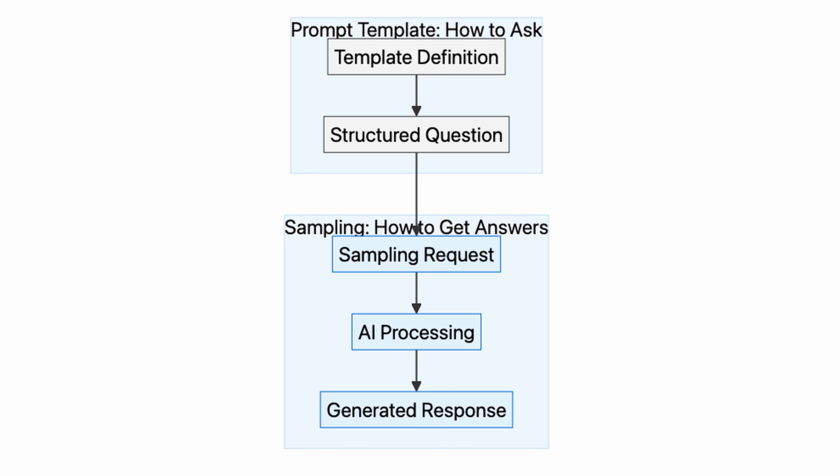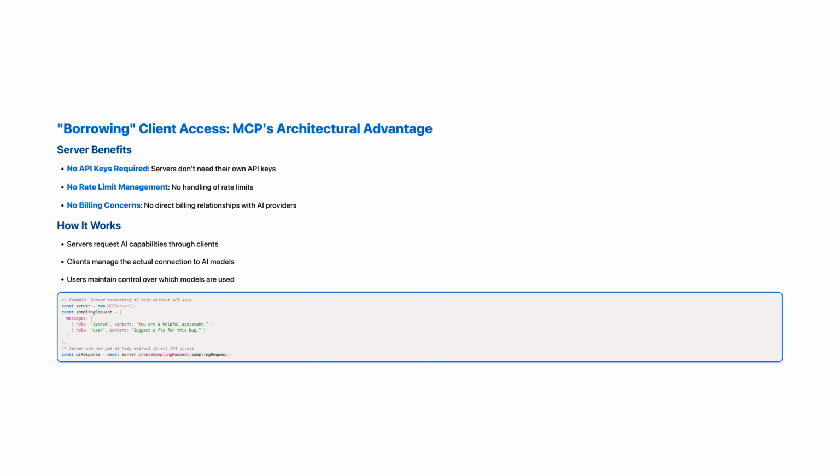It's basically a way for servers to say to the client, hey, I need to ask the language model something, but I don't have direct access to it. Can you help me out? Oh, so it's almost like the server is borrowing the client's access to the model?